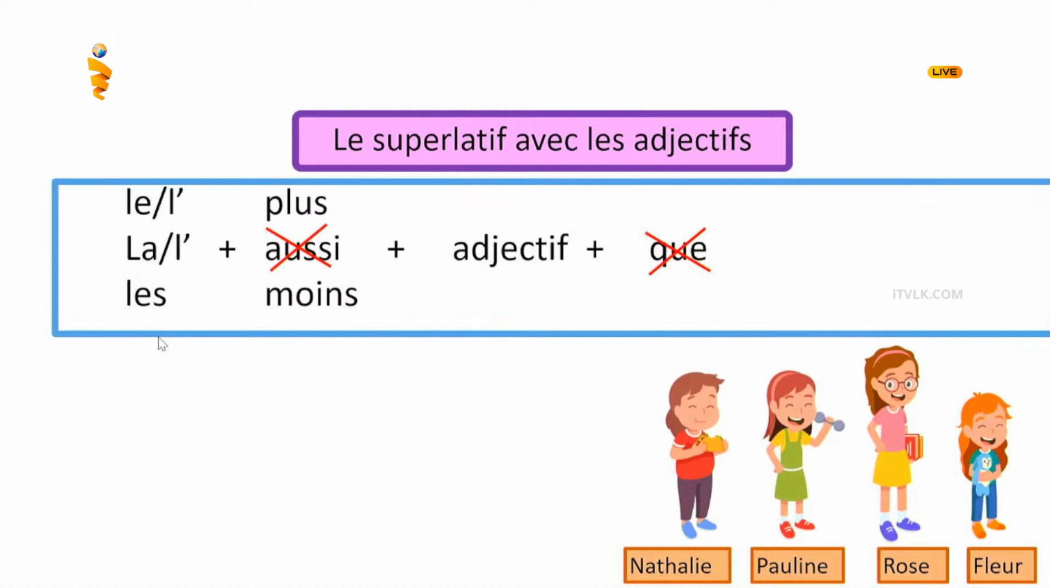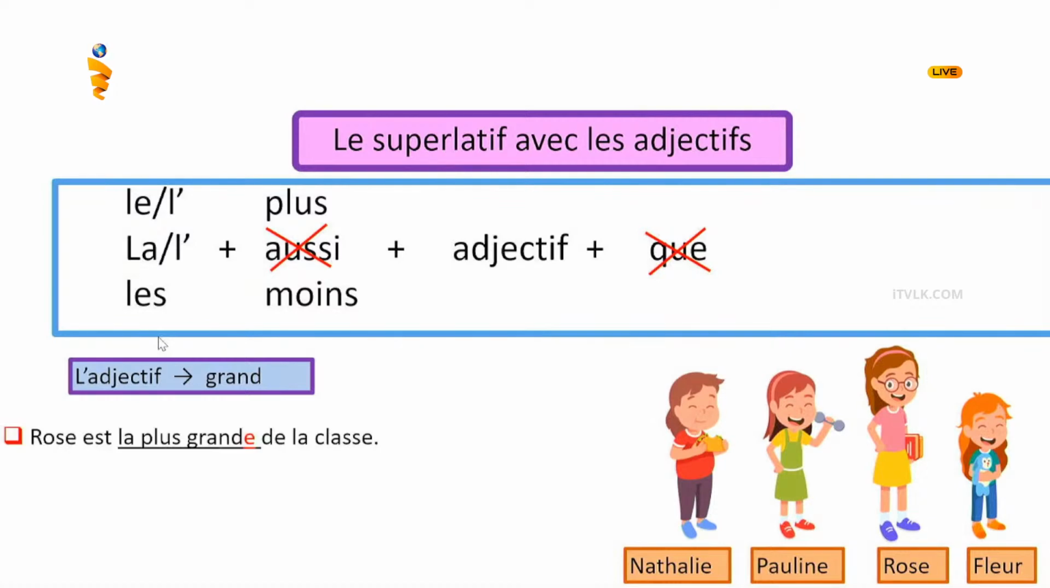So we are going to compare these children, Natalie, Pauline, Rose, et Fleur. The adjective I have used here is grande. How to use grande? Rose est la plus grande de la classe. Can you see Rose? She's the tallest. How to say that? According to the format, you have to find out. Now we are talking about Rose and we are dealing with an adjective, so we have to be careful with the gender. There you have to select la plus grande. With the adjective, you have to agree with the gender. Rose est la plus grande de la classe. If you want, you can say Rose est la plus grande fille de la classe. Rose is the tallest in the class.